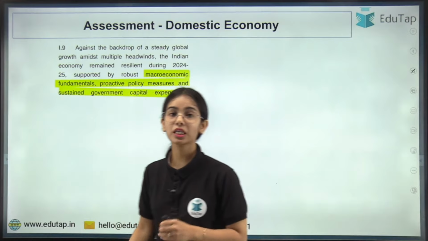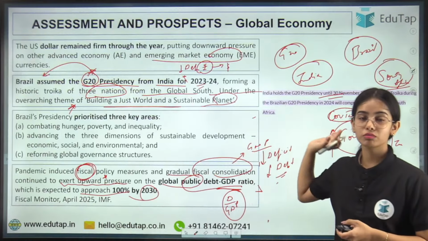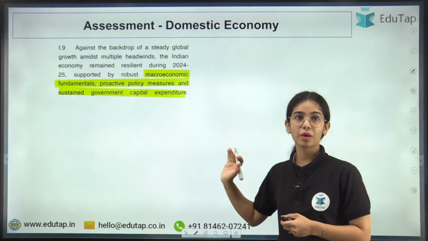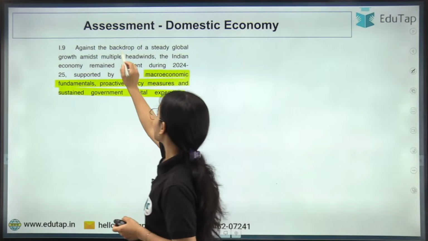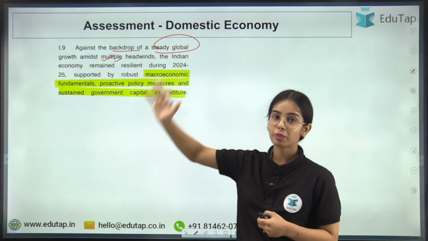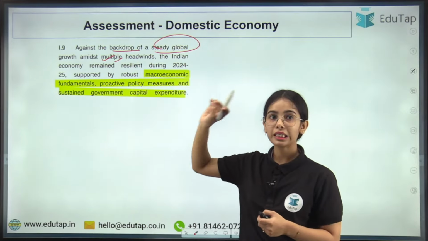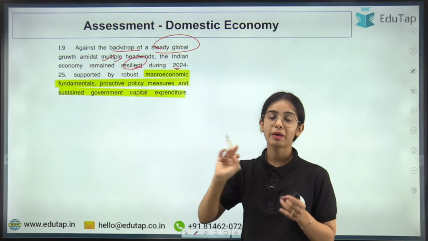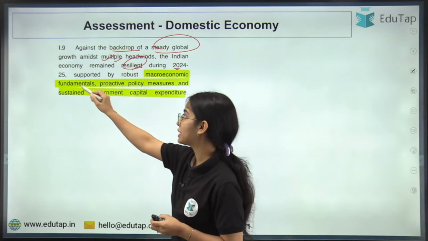Now coming to the next part. Now coming to the domestic economy. So we have discussed the assessment and prospects for the global economy. Now coming to the domestic economy. So against the backdrop of steady global growth amidst multiple headwinds, so there were multiple problems coming up, the Indian economy remained resilient during 2024-25, supported by the robust macroeconomic fundamentals that we have.